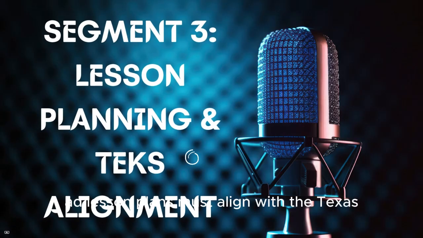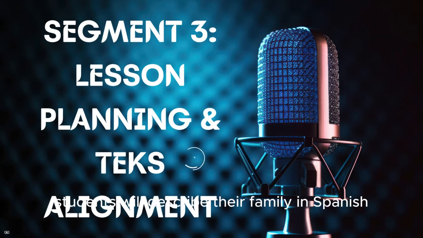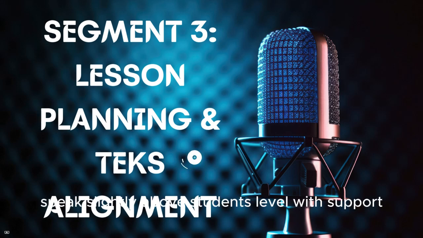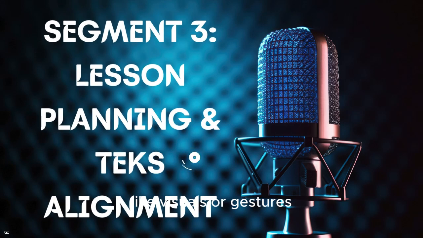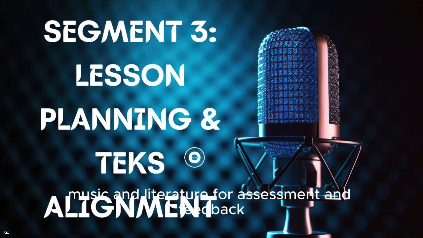Lesson plans must align with the TEKS, the Texas Essential Knowledge and Skills, for LOTE. Here's how. 1. Set clear objectives. Define what students should achieve. For example, students will describe their family in Spanish. 2. Use comprehensible input. Speak slightly above students' level with support like visuals or gestures. 3. Incorporate culture. Integrate Hispanic traditions, music, and literature.